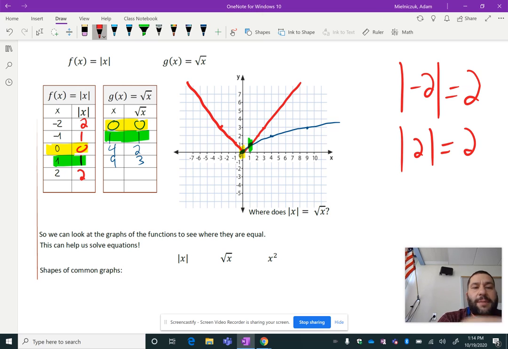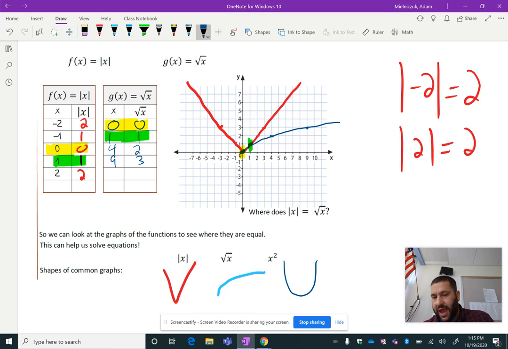Now, before we wrap up this intro to the shapes of common graphs, we should know that the absolute value of x is a V. The square root of x, we should know, is kind of like this curve here. And then x squared would be, I say a U, but it's actually a parabola.